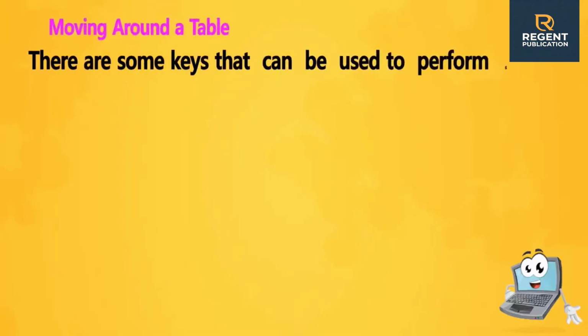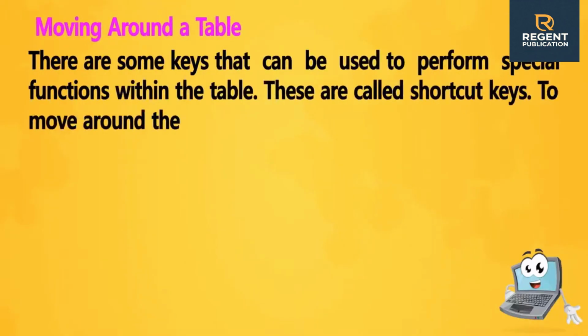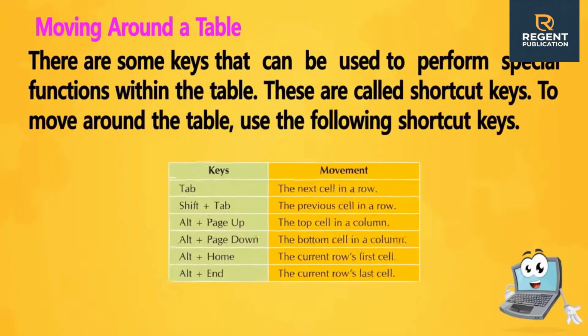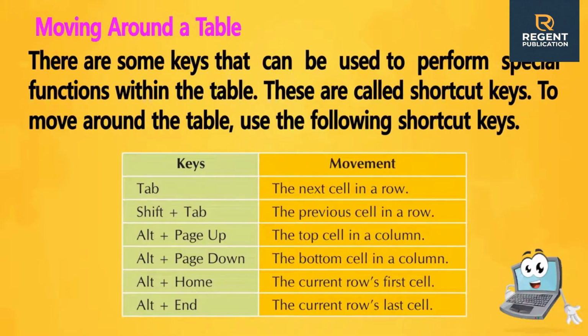Moving around a table. There are some keys that can be used to perform special functions within the table. These are called shortcut keys. To move around the table, use the following shortcut keys. Keys, movement. Tab, the next cell in a row. Shift plus tab, the previous cell in a row. Alt plus page up, the top cell in a column. Alt plus page down, the bottom cell in a column. Alt plus home, the current row's first cell. Alt plus end, the current row's last cell.